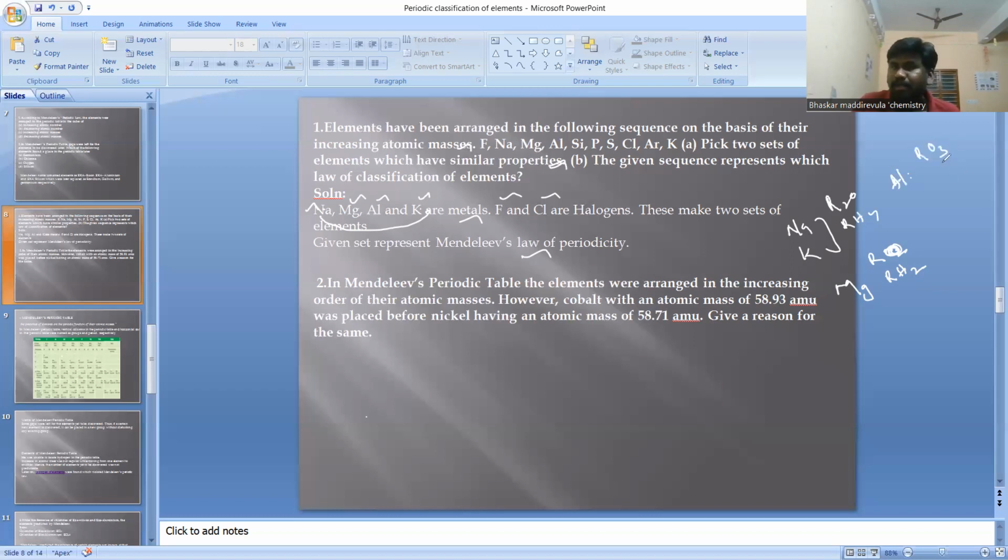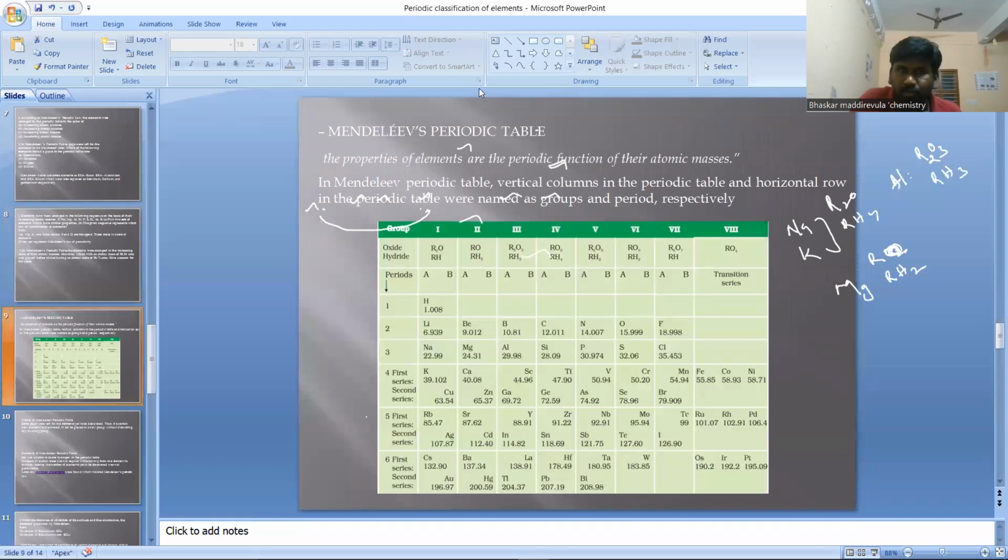Now, aluminum will form R2O3 type oxides, and it forms RH3 type hydrates. Now, when you see fluorine and the halogens, this set forms R2O7 type oxides and RH type hydrates.